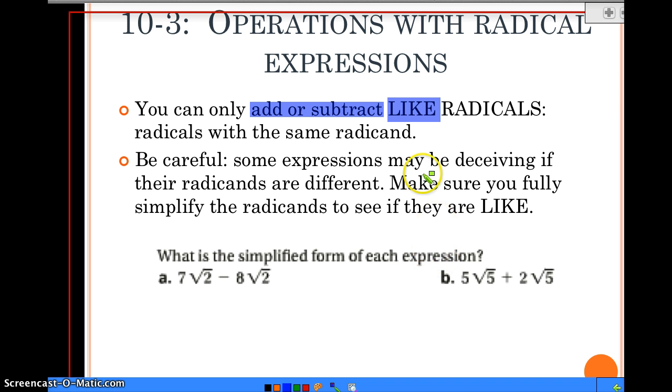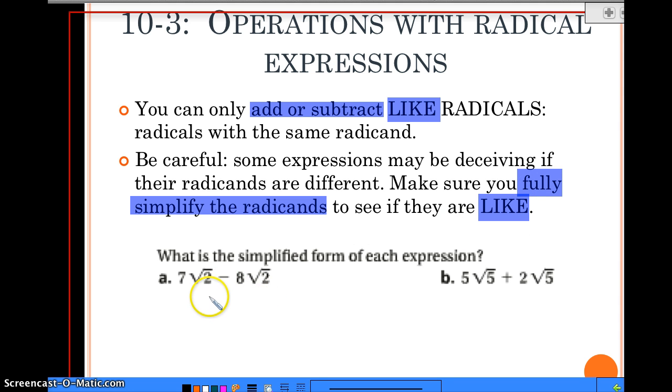Be careful though. Some expressions may be deceiving if their radicands are different. Make sure you fully simplify the radicands to see if they are like. Don't look at them and think, oh, well, because they're different radicands, they can't be like. They may have to be simplified first.